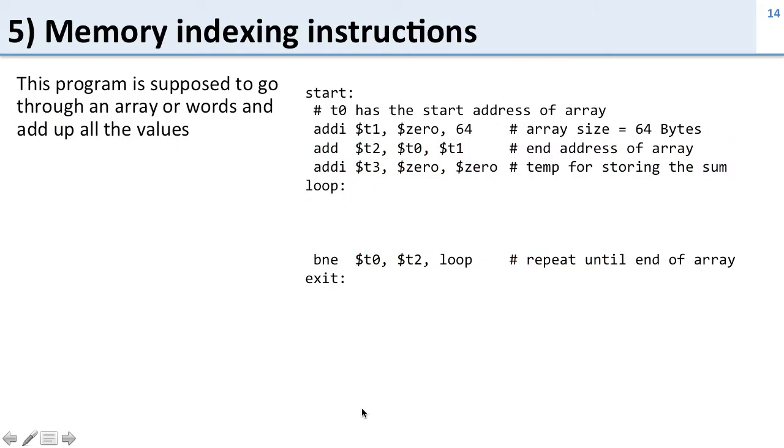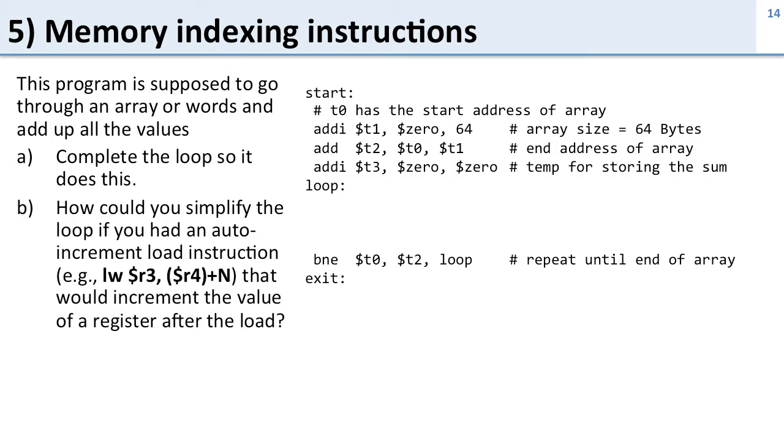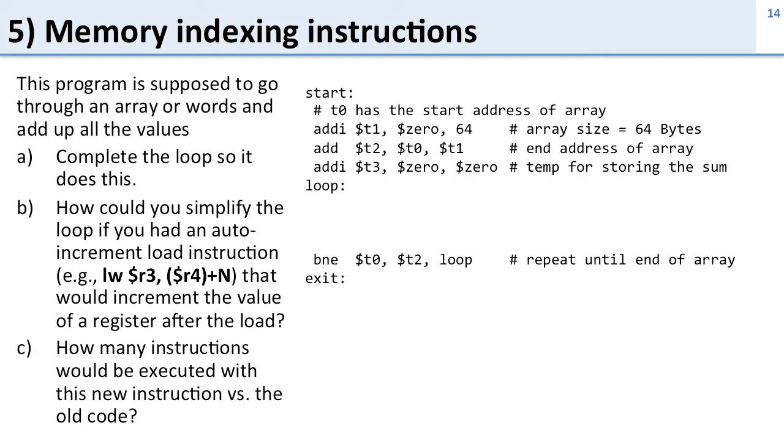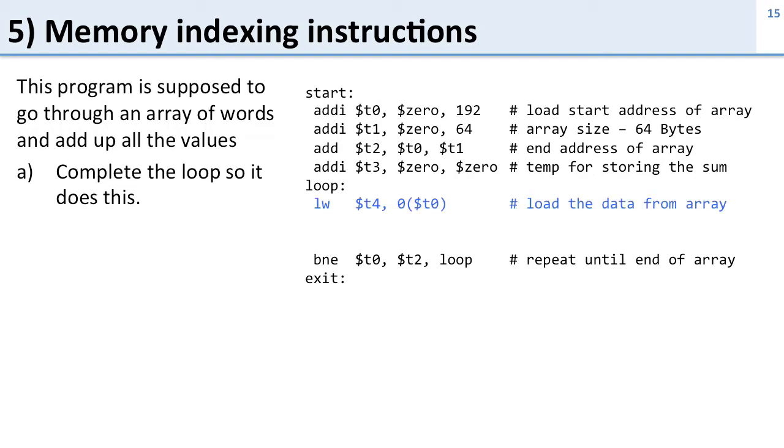All right, here's a question about memory indexing instructions. So here's a program that's supposed to go through an array of values and add up all the values there. So let's go ahead and complete the program so it does this, and then we'll look at how we could use another instruction, if we had it, to make this more efficient. So let's get started here. How do we do this?